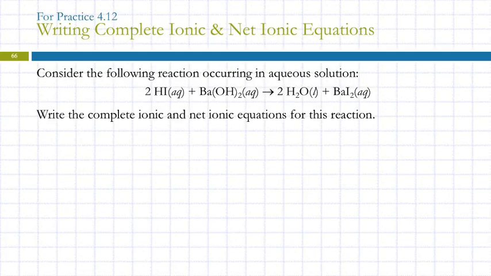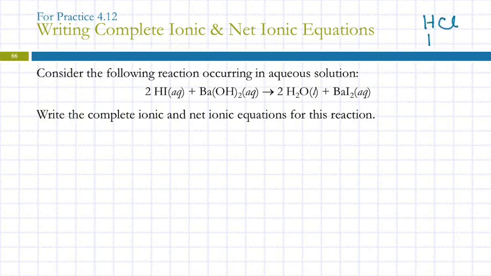Let's do an example. Consider the following reaction occurring in aqueous solution. Write the complete ionic and net ionic equations for this reaction. So we're going to look at this first thing here. It's aqueous. Now most aqueous things we're going to split into ions, but that's an acid, right? Is it a strong acid or a weak acid? It's a strong acid. And see, this is where I can't remember. Did we talk about which ones are the strong acids? I don't think we did. Yeah, it's kind of a flaw in the book.